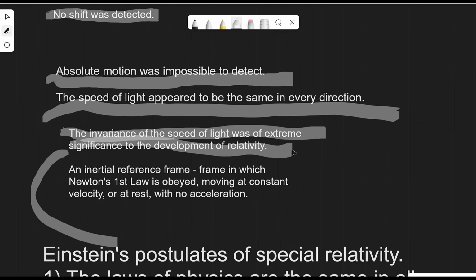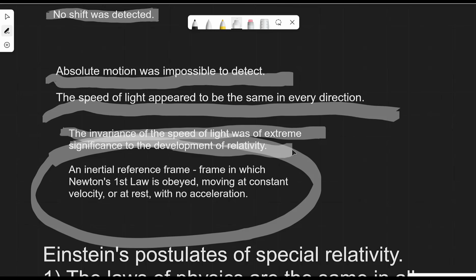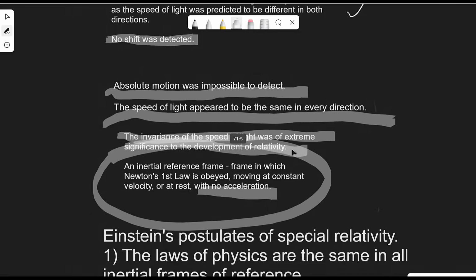We also need to explain what an inertial frame of reference is. This comes up quite a lot in past paper questions, but in general, an inertial frame is just a frame in which Newton's first law is obeyed. Everything is moving at a constant velocity or at rest with absolutely no acceleration. If a frame is not an inertial one, there will be an acceleration of some sort, and special relativity does not really deal with those cases.